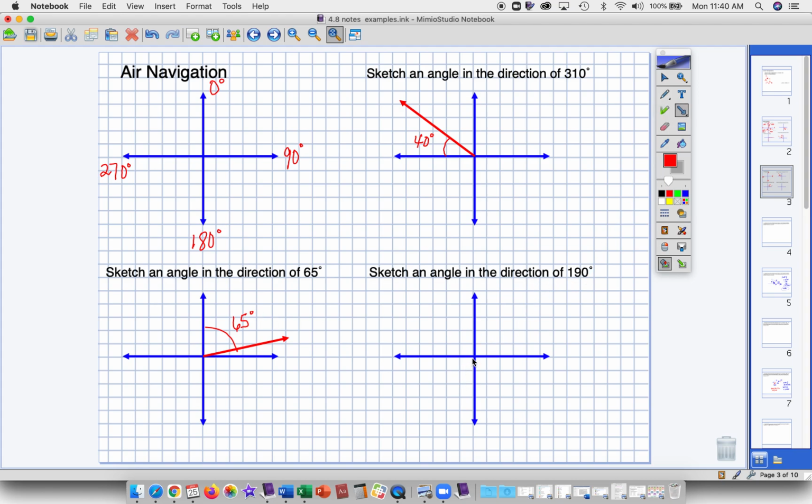190. Again, I'm starting 0 degrees north and I'm rotating past 180 just a little bit. So I know this angle here is 10 degrees and this angle would be 80.